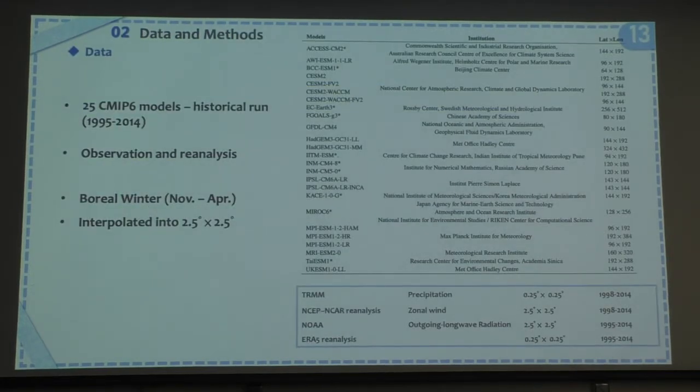We use 25 CMIP6 models, 20 years from the historical run. And we also need observation and reanalysis data to compare with the models. We focus on the boreal winter because the MJO has stronger activity during this period than in boreal summer. Because all the data have different resolutions, we need to interpolate all data onto a 2.5 by 2.5 grid.